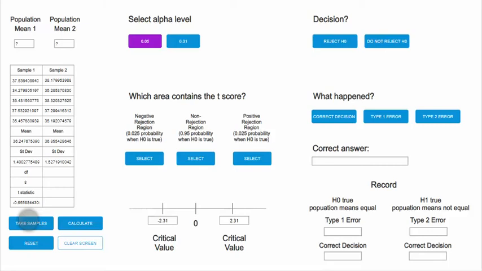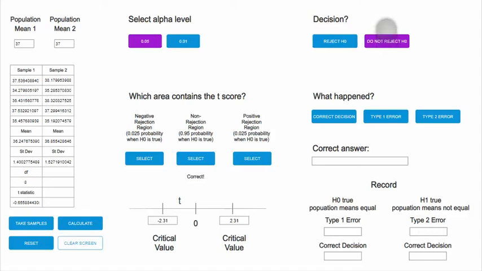So it's negative 0.65, the t-score, which is between these two critical values, because negative 0.65 is about right there. So it's in the non-rejection region, which means we don't reject the null hypothesis. We retain the null hypothesis, which means we're holding on to the possibility that the population means are equal and that there's no difference between them.